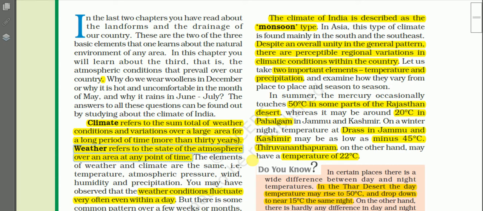But climate refers to the sum total of weather conditions and variations over a large area for a long period of time. That means climate refers to the average of weather conditions for a long period of time. So for example, how to find out the average? Can you tell me?